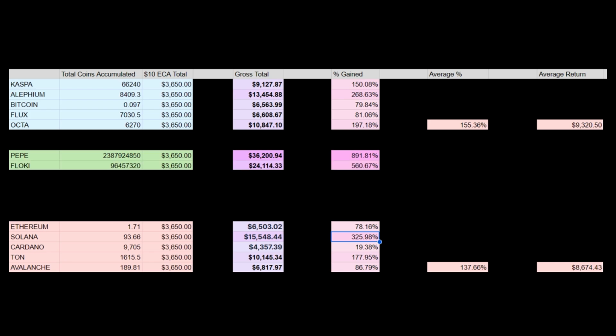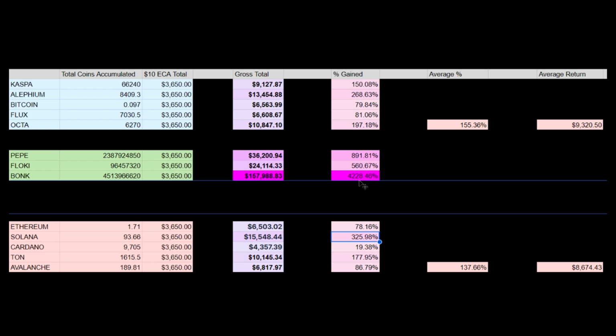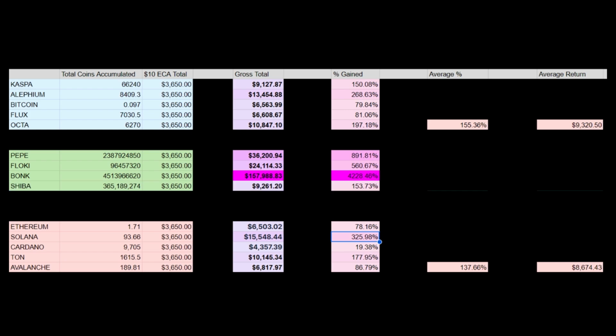Next up, we've got Floki. If you had mined $10 worth of Floki every single day over the course of the last year, you would have a bag of about $24,000 and you'd be up about 560%. Coming in third on the list is our number one performer out of all of these different coins, and that would be Bonk. You're looking at $157,000 and about a 4,228% gain.